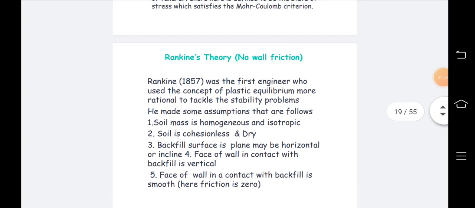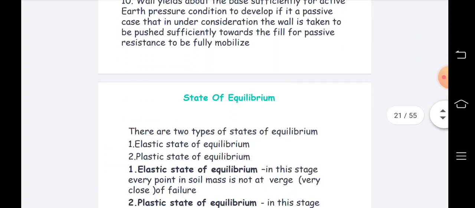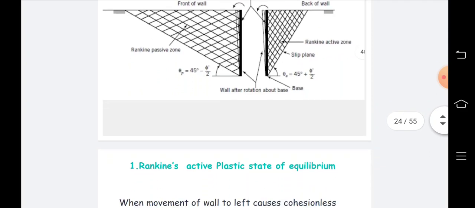So now we are discussing the first theory, that is Rankine's theory.